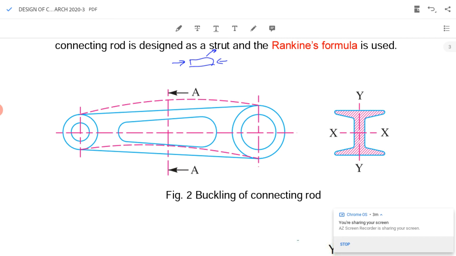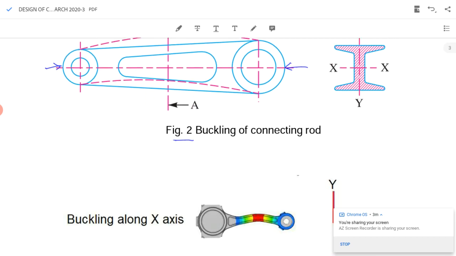When subjected to a compressive force, it can undergo buckling. The buckling can occur in both directions, in the x-axis and the y-axis. The x-axis case is shown in figure 2. It can buckle, as we can see in the front view. It can also buckle in the top view. So we will see how it will occur.